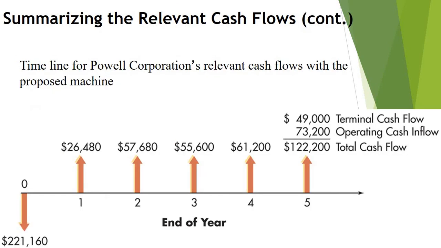So here are the relevant cash flows for Powell Corporation. Its initial investment is $221,160. Then over the next 5 years, these are its operating cash flows. The Powell Corporation's terminal cash flow is $49,000. So total cash flow in year 5 is $122,200.